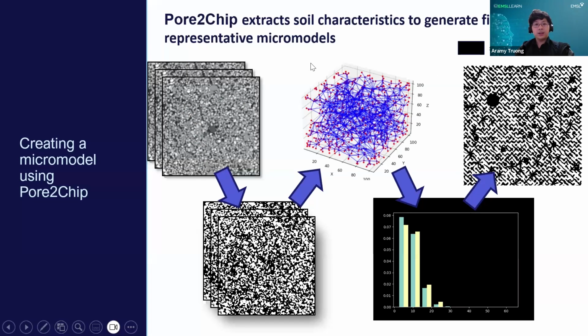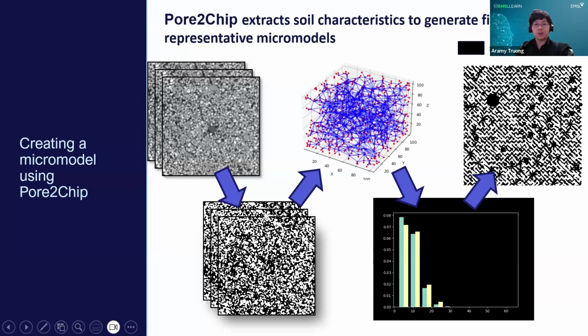Okay. So let's say that you start just with an XCT scan of your soil core, and we have that on the top left. And Pore2Chip has tools that will allow you to filter, do all the image pre-processing you need to get the necessary porosity data and create a micromodel. So we have a filter function that will segment your XCT image by solid space and void space simply by using certain filtering metrics that you can adjust yourself.